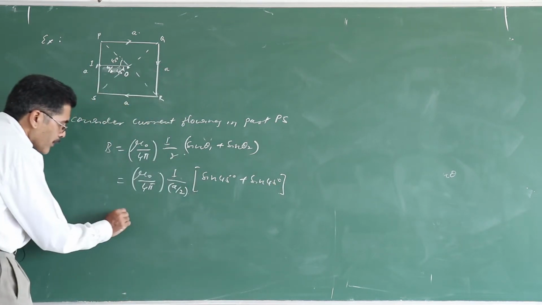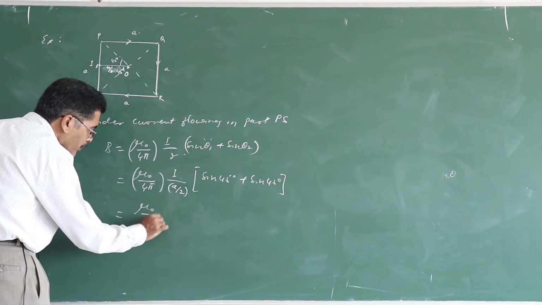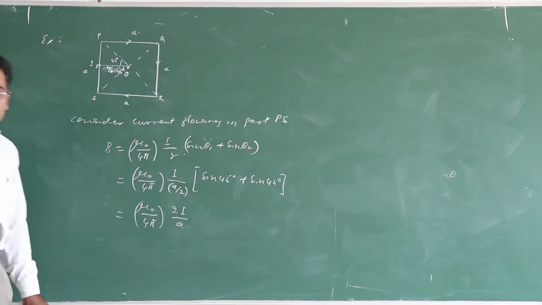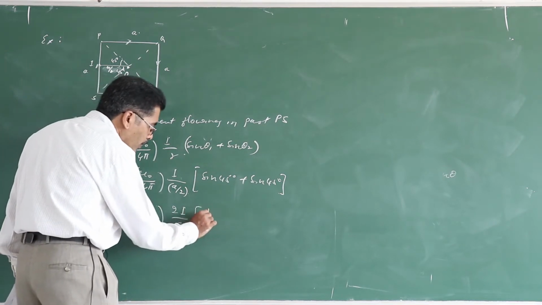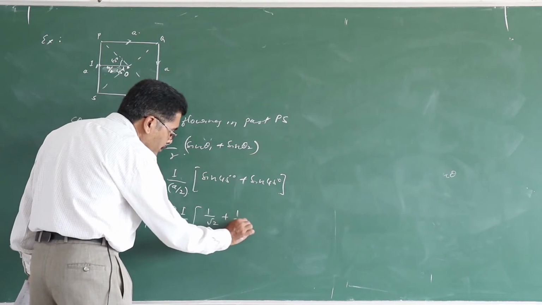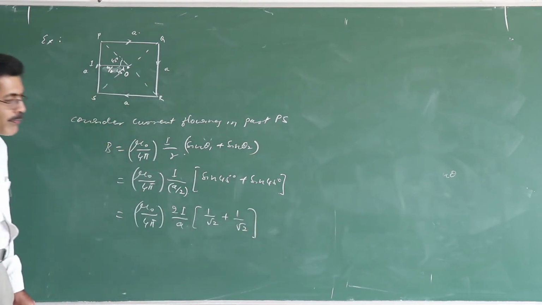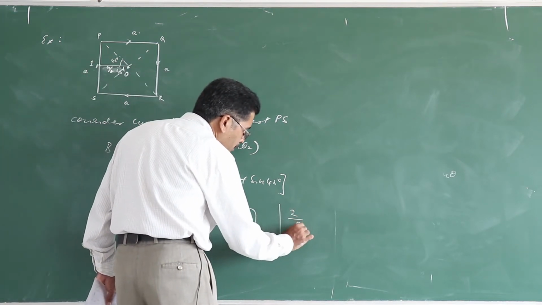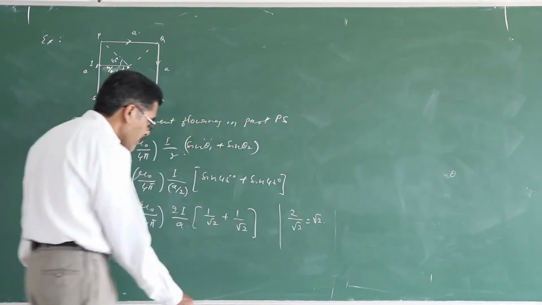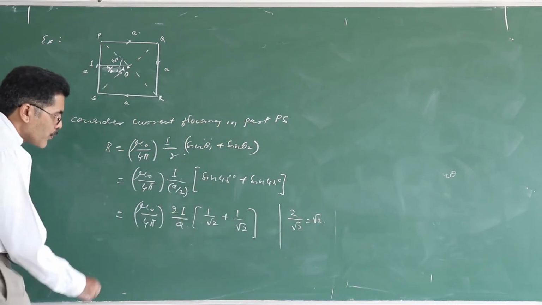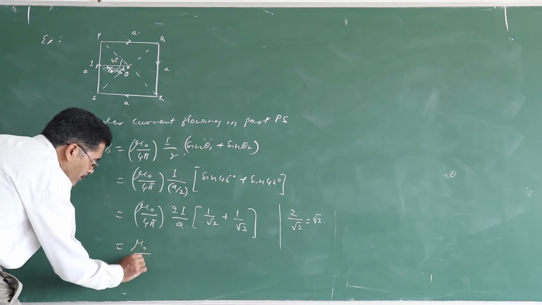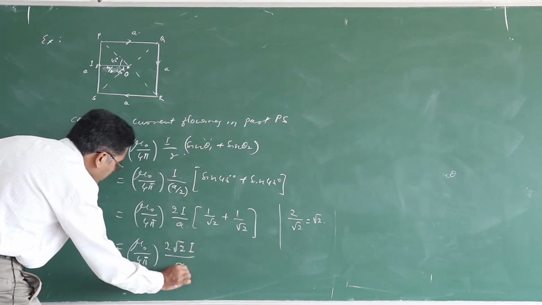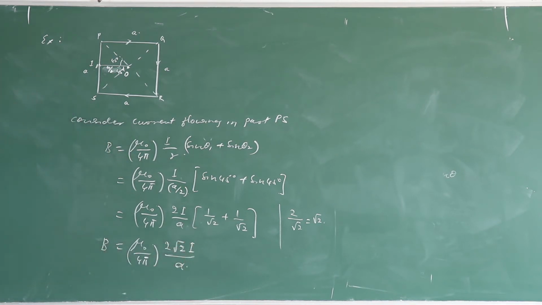See, this becomes mu naught by 4 pi 2I by A. So sin 45 is 1 by root 2. Therefore 1 by root 2 plus 1 by root 2. So you will be getting 2 by root 2, which becomes equal to root 2. Therefore in the place of this we can get root 2. Mu naught by 4 pi 2 root 2 into I divided by A. This is the magnetic field due to one part.